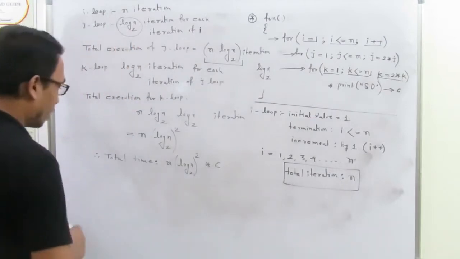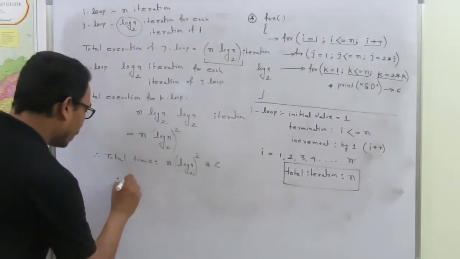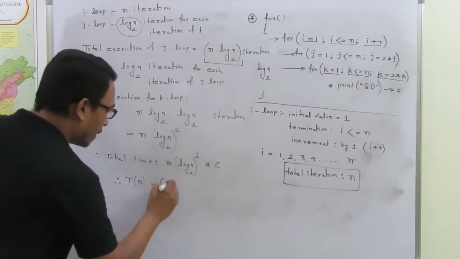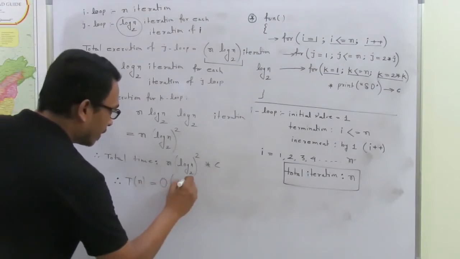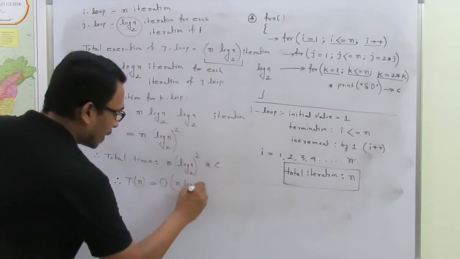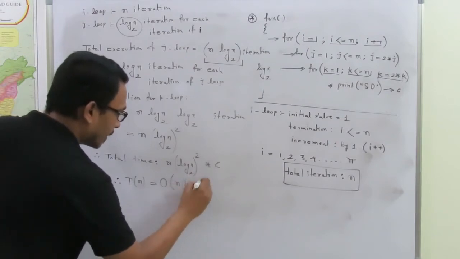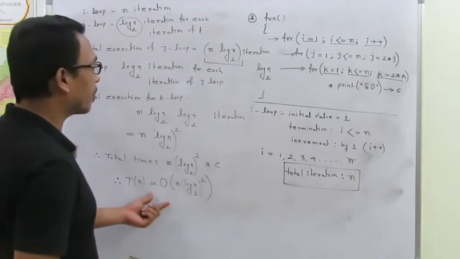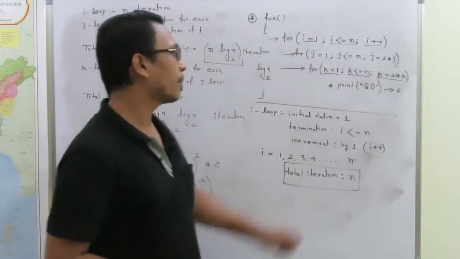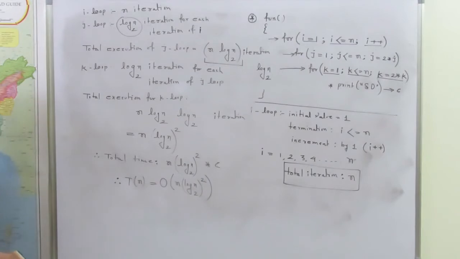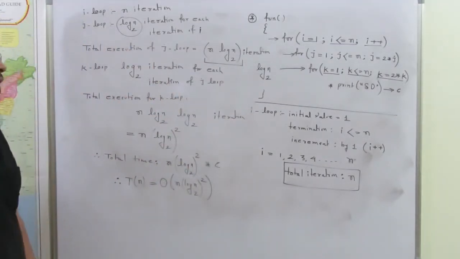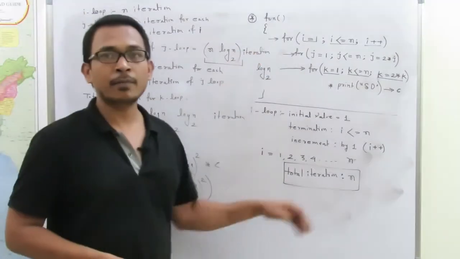This is our total time required for this particular problem to execute. Therefore the time complexity of this particular problem will be order of n (log n base 2) whole square. Clear? This is our time complexity for this particular problem. Now, this is the whole approach for how we can find the time complexity of any given problem.